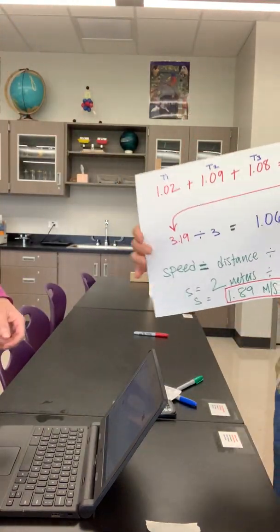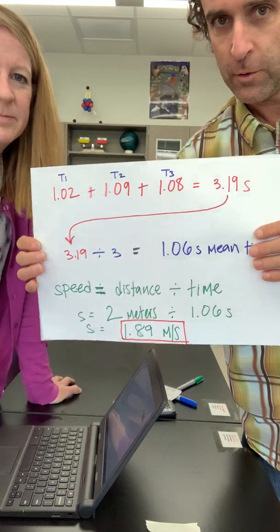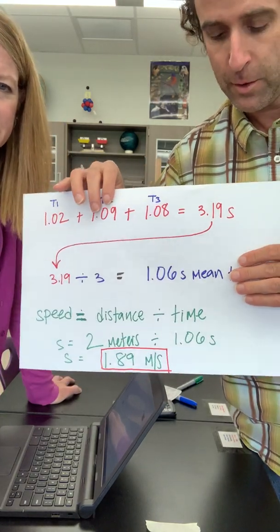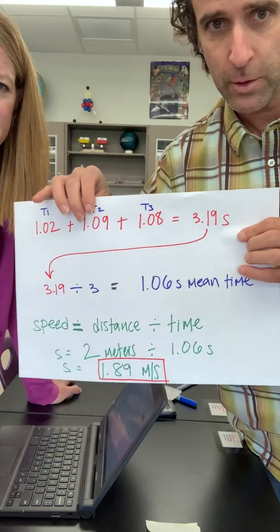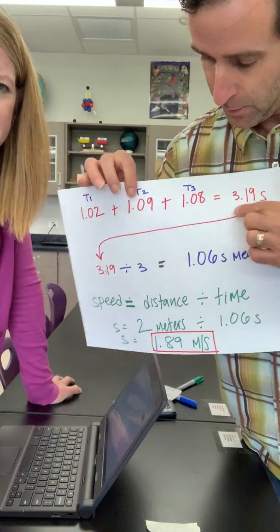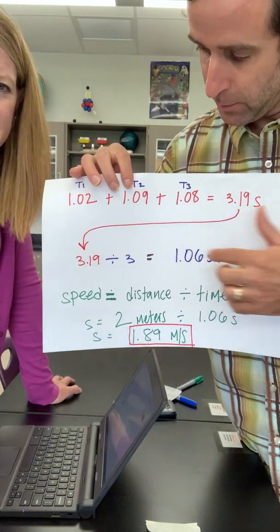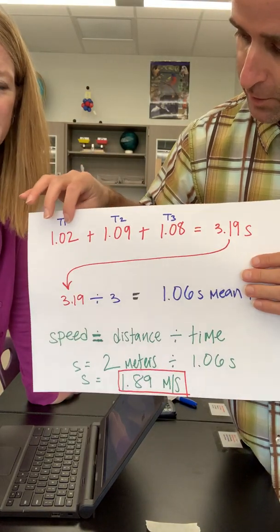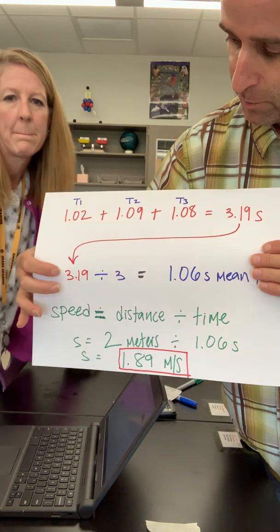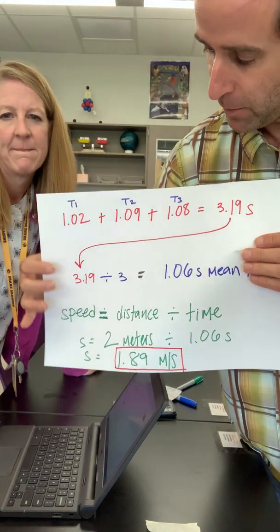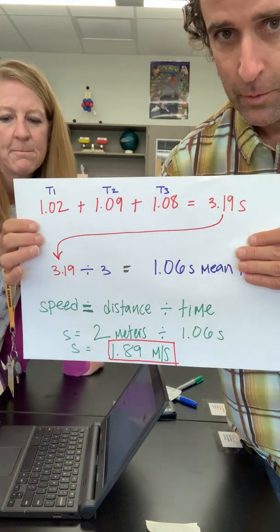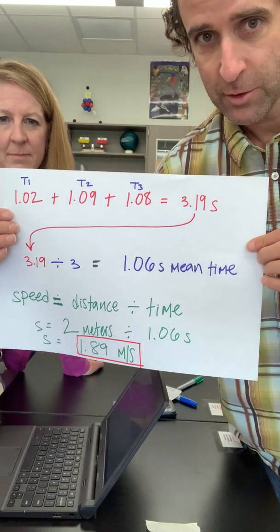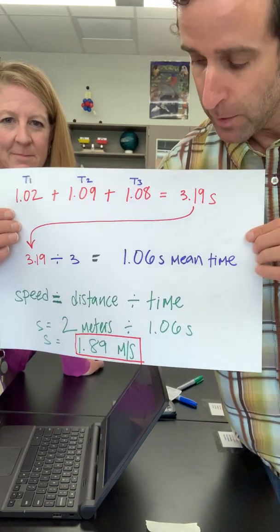So here's all the math that I did. I took my 3 trials and added up the times. Actually, that wasn't my mean time, that was how I added up my 3 trials. I got a total of 3.19, and then I had to divide it by 3, because I had 3 trials, and my mean time was 1.06 seconds.